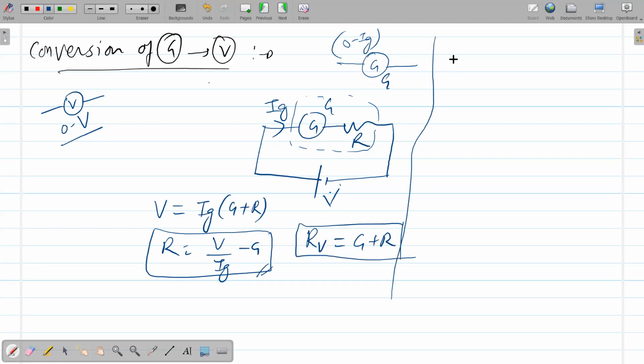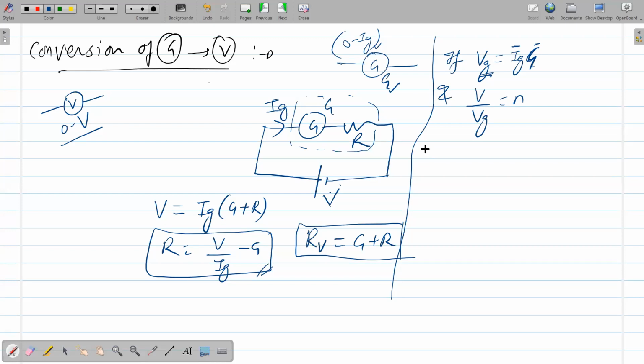And one more thing, students, suppose you have a galvanometer with a given resistance and current range. You can write the voltage range for the galvanometer using Ohm's law: Ig into G, the maximum value of current and the resistance of the galvanometer coil. So this is the maximum value of voltage Vg, and I can say that V by Vg is suppose N, right?